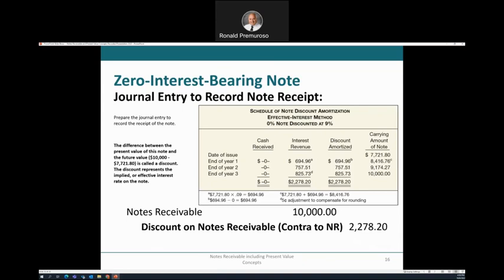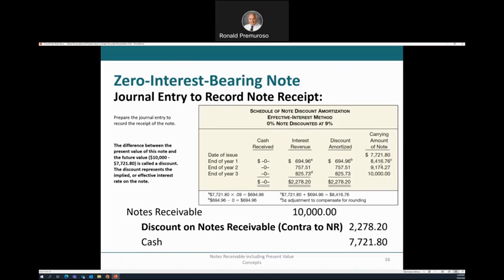So date of issue, right? The value of the note, of course, is $7,721.80. When we multiply that times 9% for the first year, we amortize $694.96 of the discount on the notes receivable. Okay, and we'll see the journal entry of that coming up on slide 17.